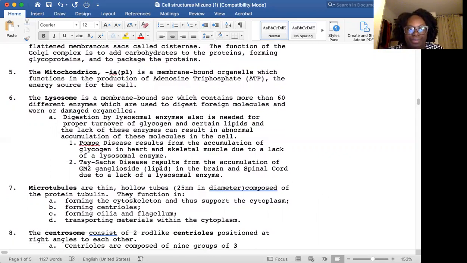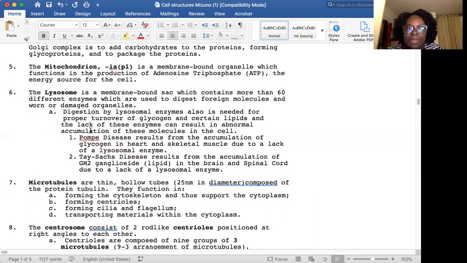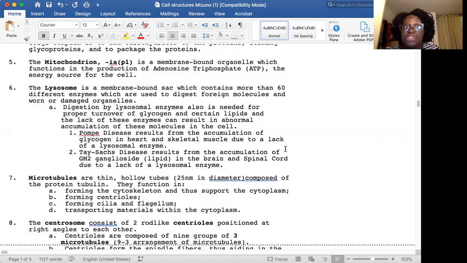And it's needed for proper turnover of glycogen and certain lipids, and a lack of these enzymes can result in abnormal accumulation of these molecules in the cell. So the lysosome actually contributes to a very, very needed part of our body's mechanism.